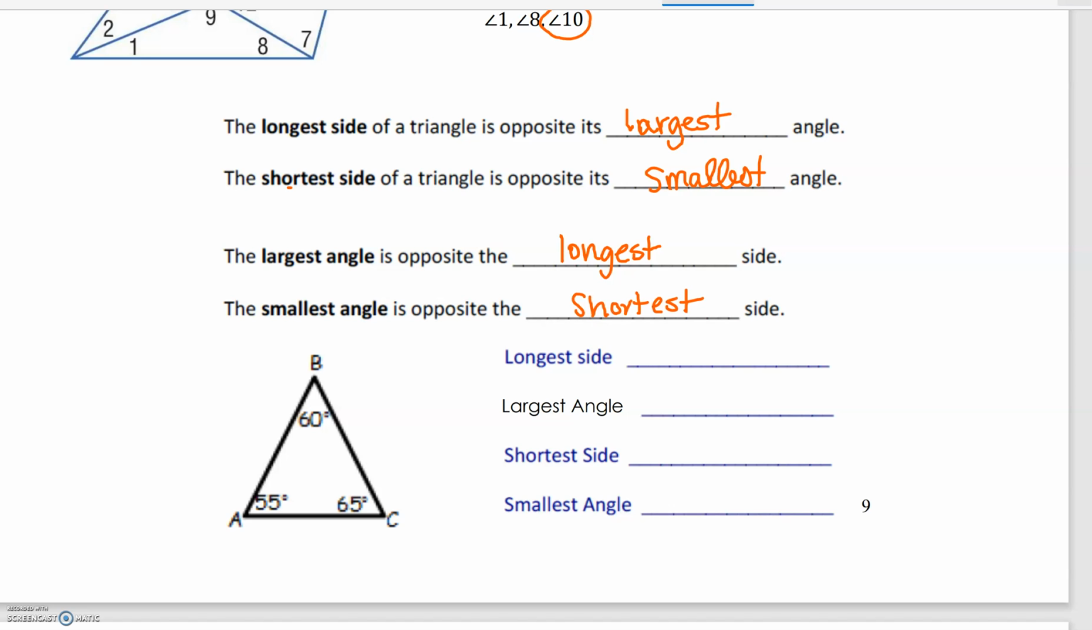So longest side in this example here is going to be across from the largest angle. So look for the largest angle and we're going to go opposite, and so the longest side would have to be AB. The largest angle in this case is going to be angle C. The shortest side is going to be across from the shortest angle, and so that is BC. And of course, the smallest angle we can see there is angle A.